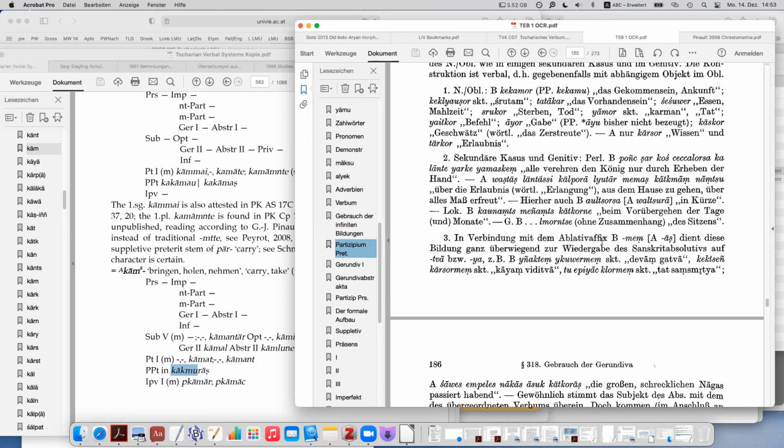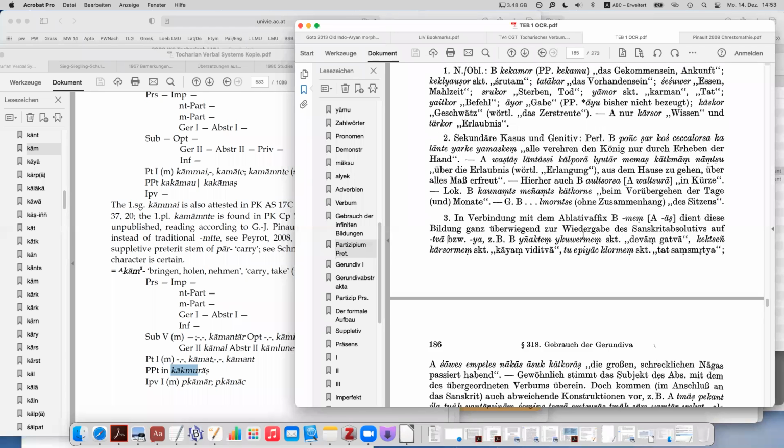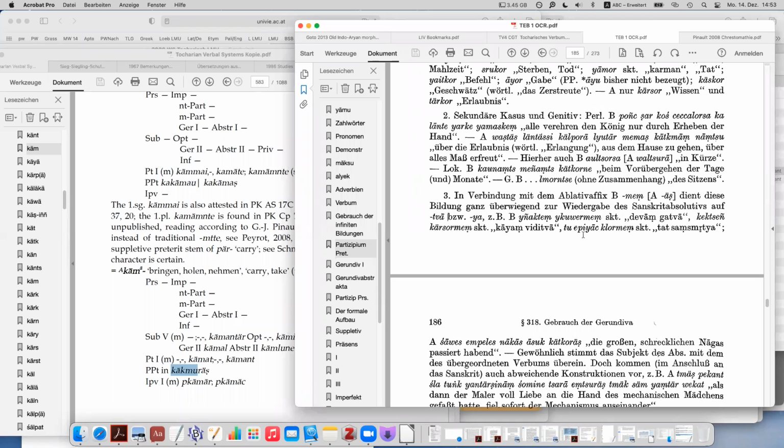formation is actually the so-called absolutive, corresponding to Sanskrit tva or ya. Okay. And then how can you get it? In order to build the absolutive, Tocharian absolutives corresponding to Sanskrit tva or ya, you need to use the ablative suffix. In Tocharian B it's man, in Tocharian A it's ush.